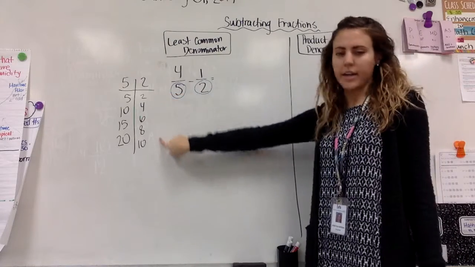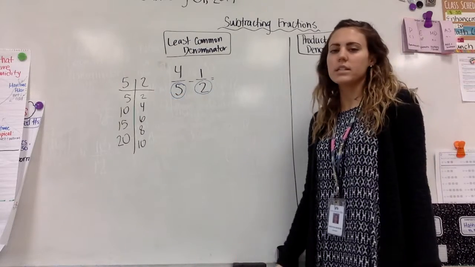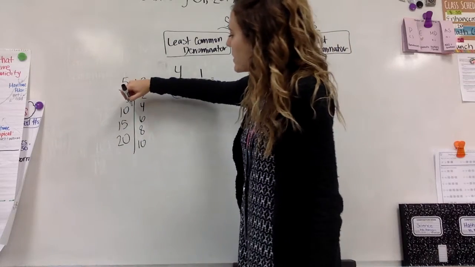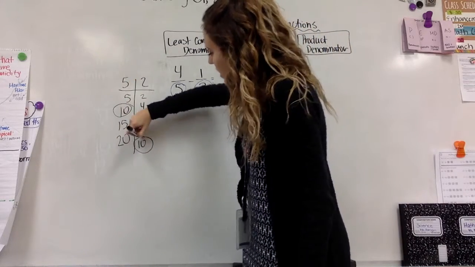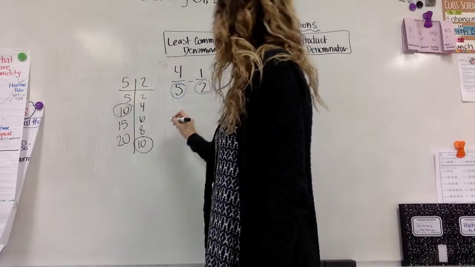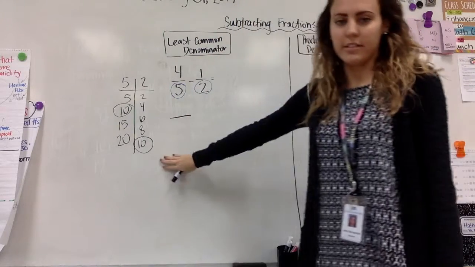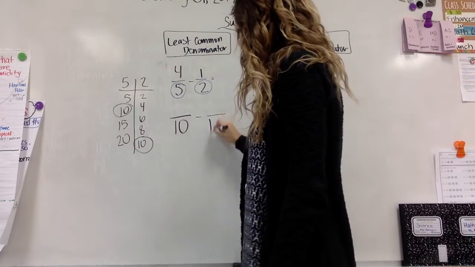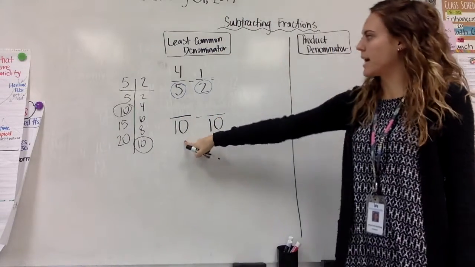Looking at my chart, I'm looking for the least common number, the smallest number that they have in common. And looking at my chart, I see that that number is 10. Sorry, least common multiple is 10. So I'm going to create my new denominators of 10.